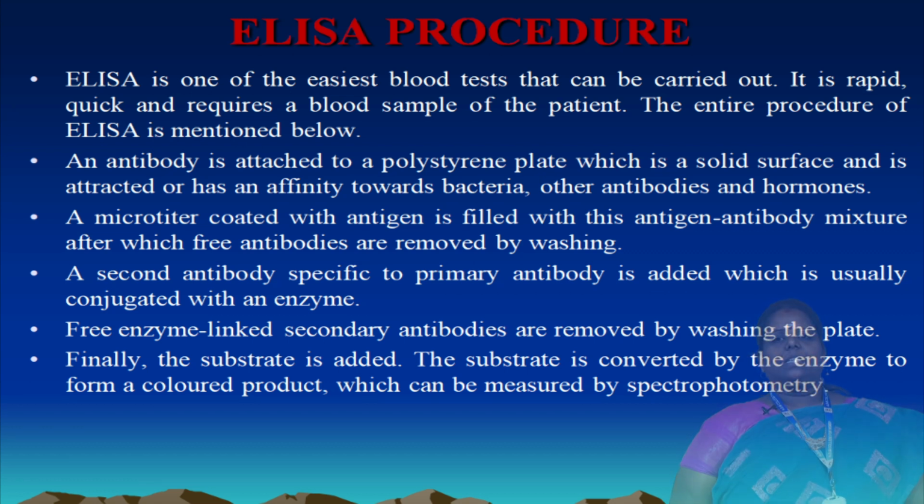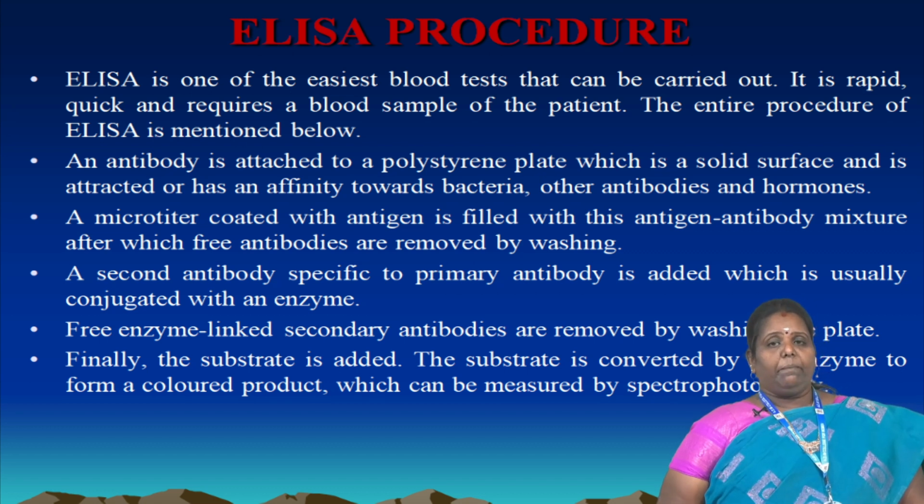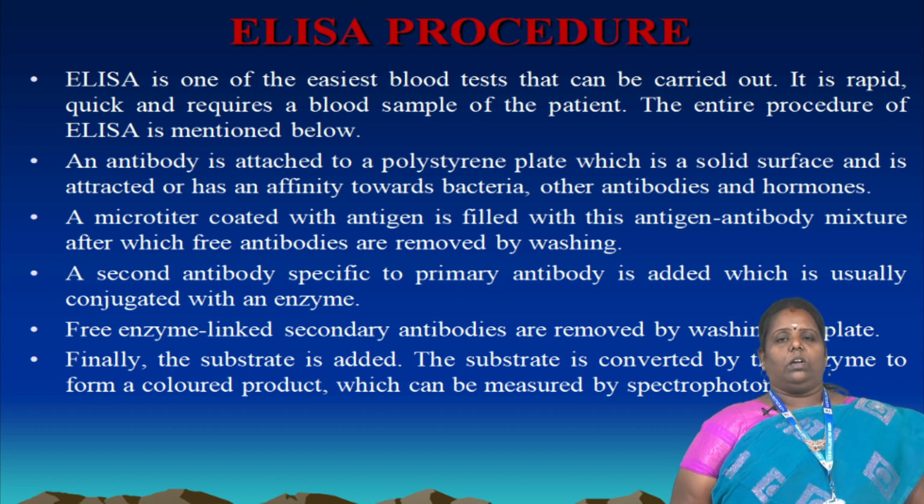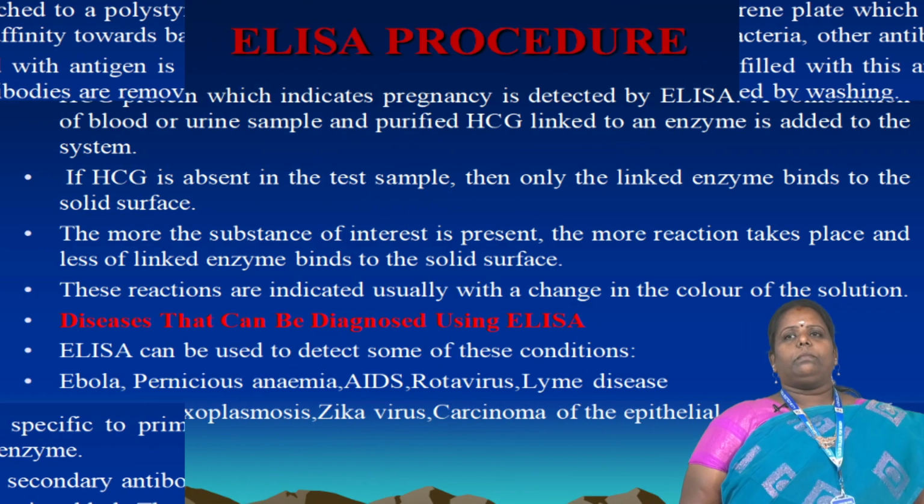The substrate is converted by the enzyme to form a colored product, which can be measured using spectrophotometry. The colored substance depends upon the different types of bacteria and different types of virus, also identified by the staining method, that is called colored spectrophotometry.